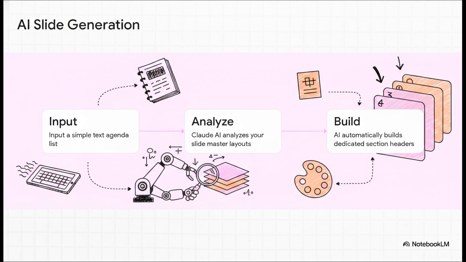Since it acts like a team member inside your deck, you can just type a simple text agenda list and it autonomously copies your master layouts to build out perfectly formatted chapter slides right in the background. For example, you give it a prompt like, for each of these 5 agenda points, make a section header using our numbered format 01, 02, 03.